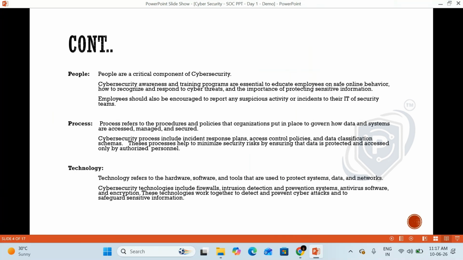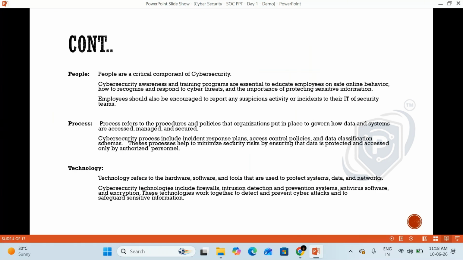And coming to the technology. Technology plays the major key role in protecting the information and devices in cybersecurity practices. Technology refers to the hardware or software, the tools that are used to protect systems, data, and the network. Cybersecurity technologies include firewalls, intrusion detection and prevention systems, antivirus software, and encryption methods. These technologies work together to detect and prevent cyber attacks and to safeguard sensitive information. That means people, process, technology are the three main pillars of cybersecurity practices.